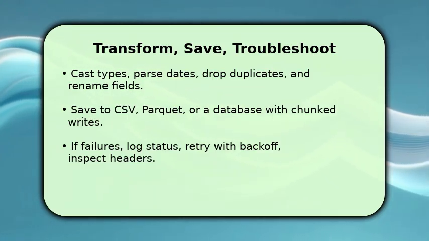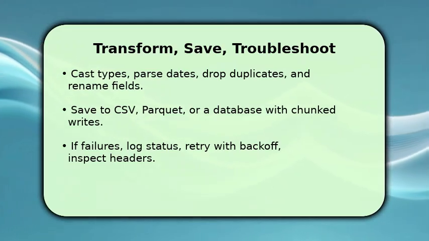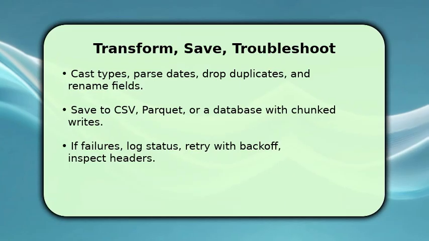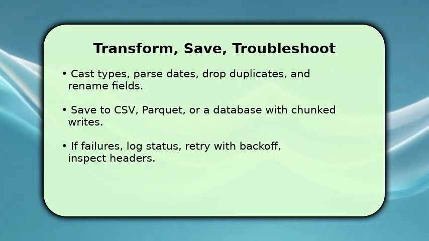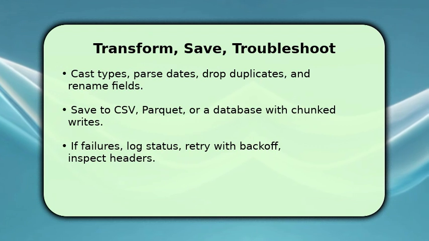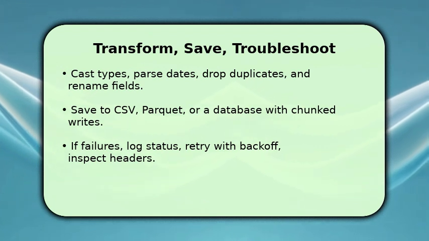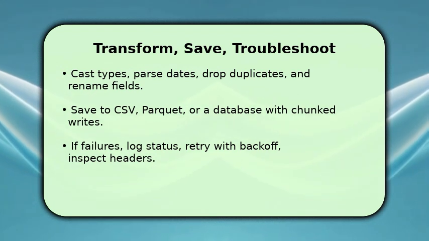Finally, add robust error handling. Log response headers and body, implement exponential backoff, retries for transient errors, and validate schema after load. If something breaks, check rate limits and auth. Rerun a single failed page to isolate the issue.